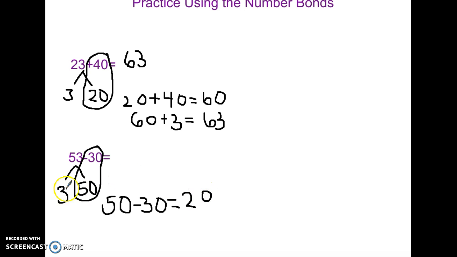Now I need to do something with this 3. We have to add it back in. So we're going to have 20 plus 3 equals 23.